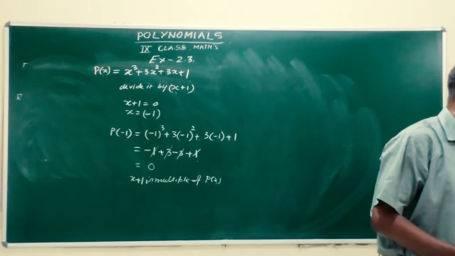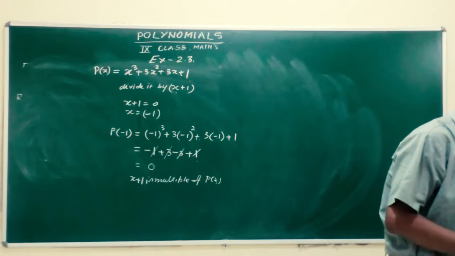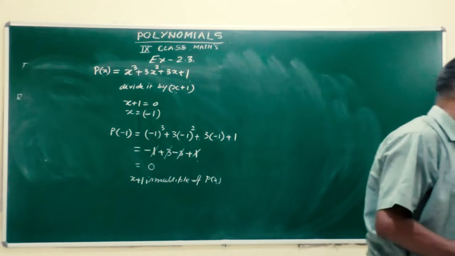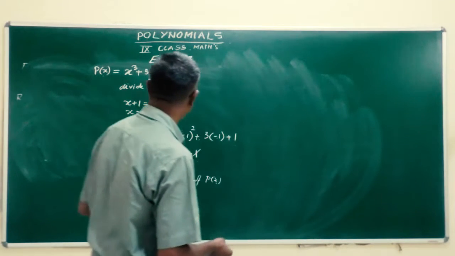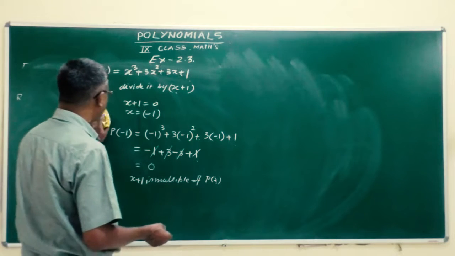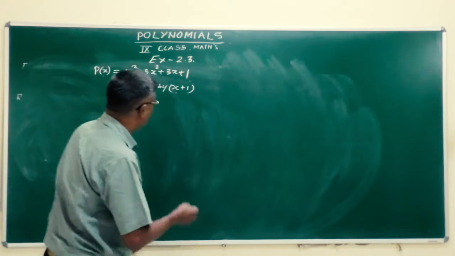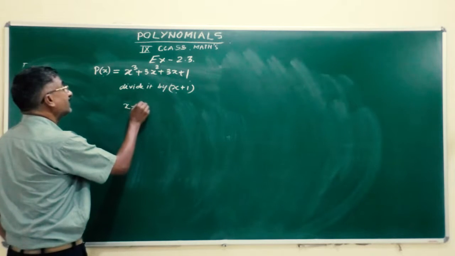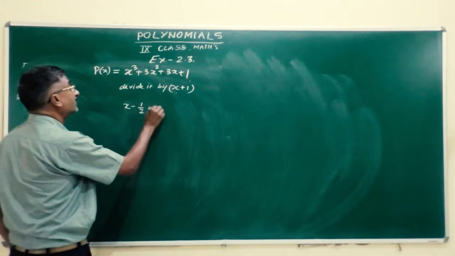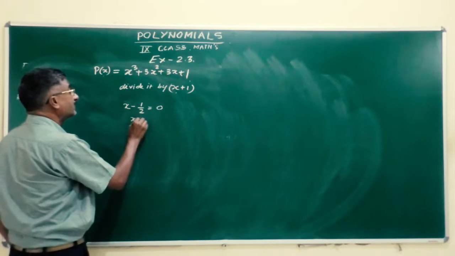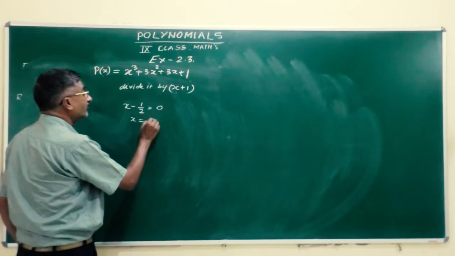Or it is a factor. Clear? So second is x minus 1 upon 2. We have to find out here x minus 1 upon 2. So the process is the same again. x minus 1 upon 2 is equal to 0. So we can say x is equal to 1 upon 2.